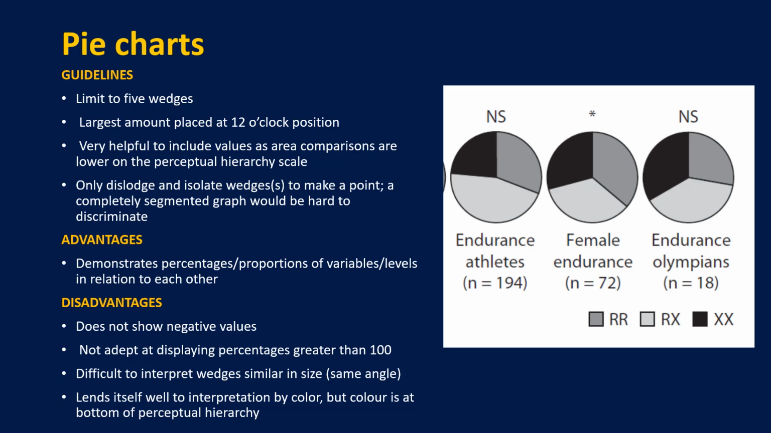The next problem you've got is if you look, for example, at a pie chart for endurance athletes and a pie chart for female endurance athletes, we've got the two groups. It's very difficult to make an interpretation if you compare the XX on those two graphs. You could probably suggest that it's slightly larger in the females than the endurance athletes, but it's very hard to make that interpretation.